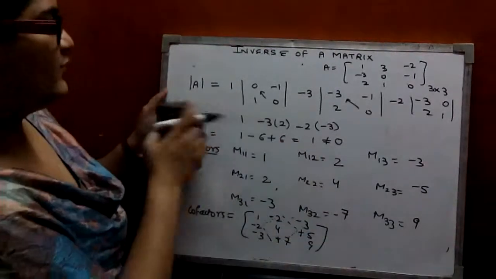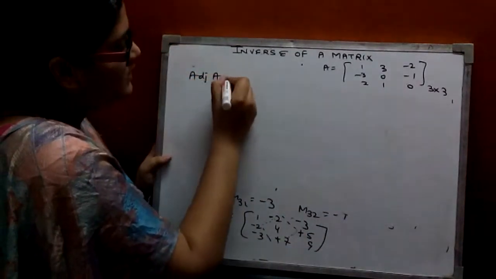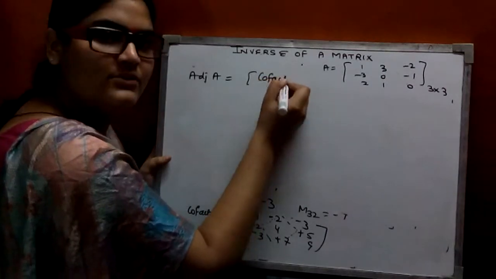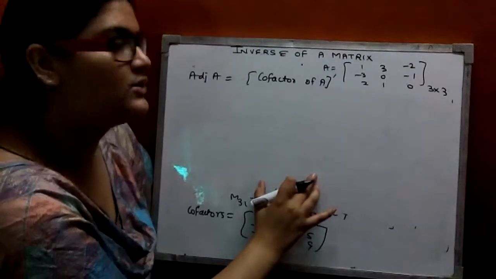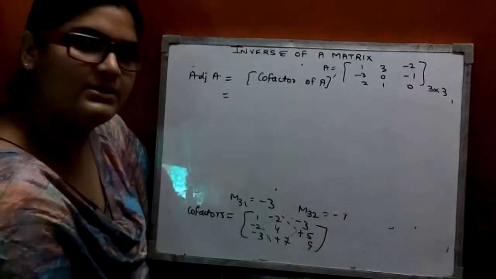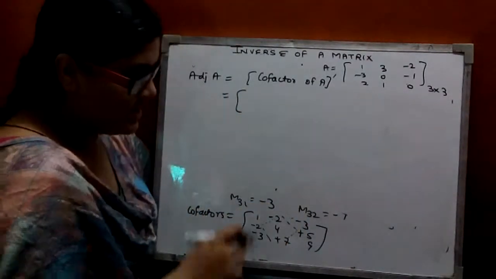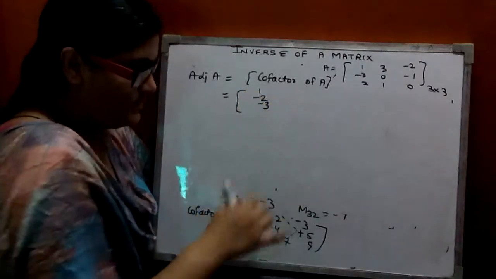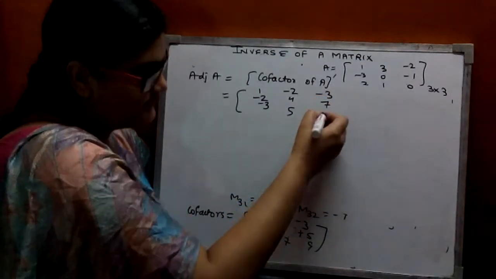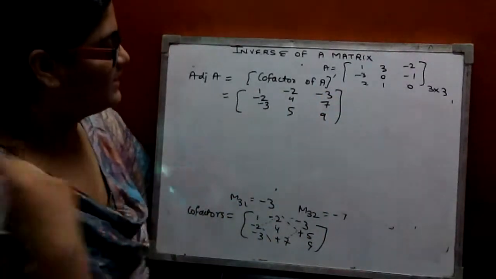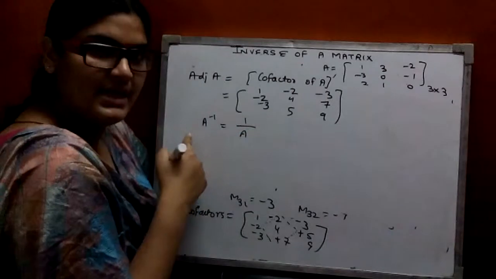And now the turn is for finding out the adjoint. For the adjoint, as you all know, the adjoint of any matrix is what? The transpose of the cofactors. The cofactors are this. So taking the transpose, the first row becomes the first column, the second row becomes the second column, the third row becomes the third column. This is the adjoint matrix.